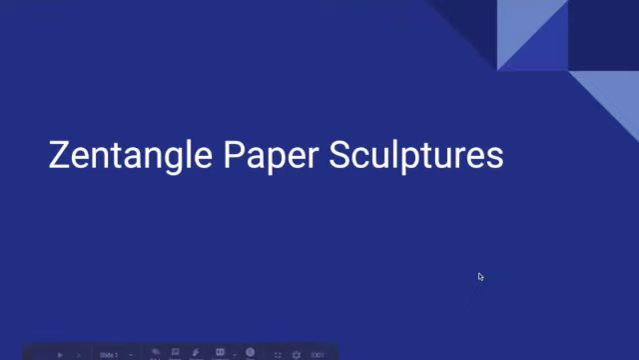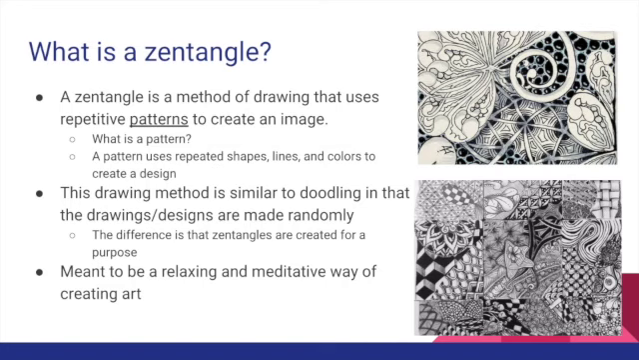Everyone, this is Mrs. Cook, and now that we have talked about the different types of sculpture and you have read a little bit about them, we're going to be making our first paper relief sculpture. These are called Zentangle 3D paper sculptures. So first let's talk about what a Zentangle is.